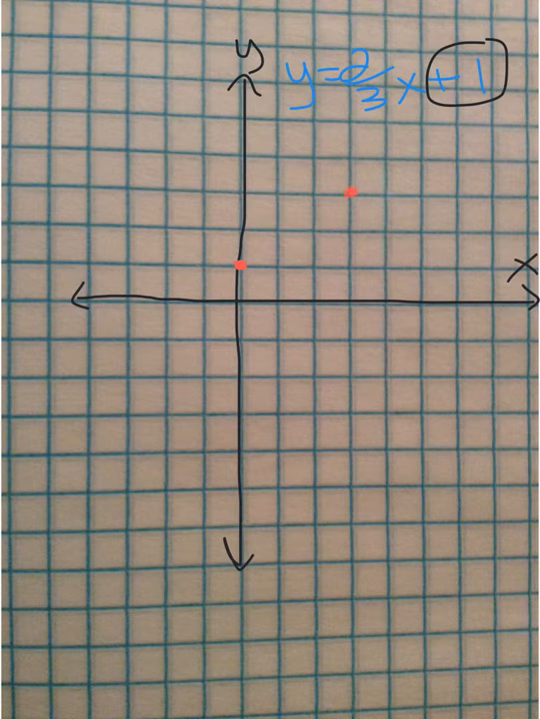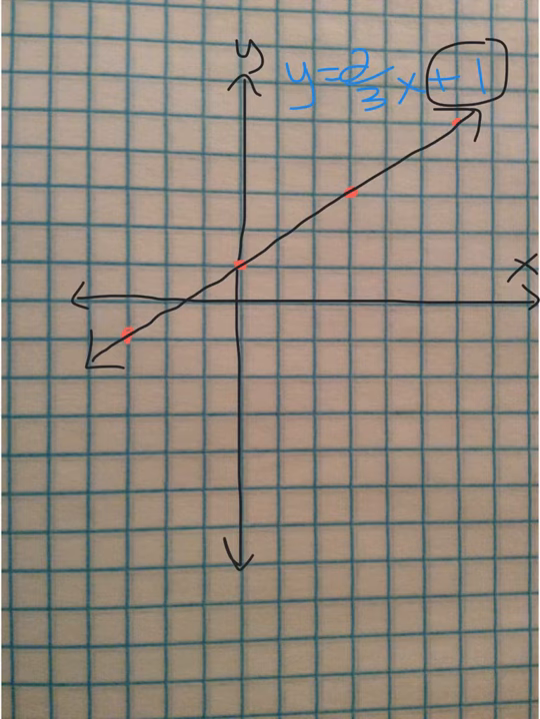That's 2/3. And then I can continue and do the same process from that point. I can go up 2 and right 3 again. Or if I run out of room from that plus 1, I can go down 2 and left 3, and that will still get me points that are on that same line. So if I draw a line through all of those red points that I just made, that is the line y equals 2/3 x plus 1.